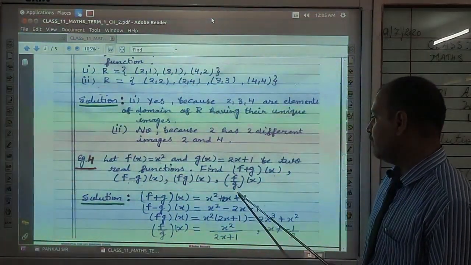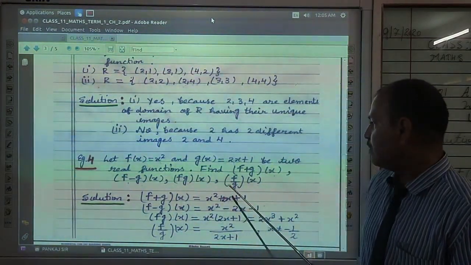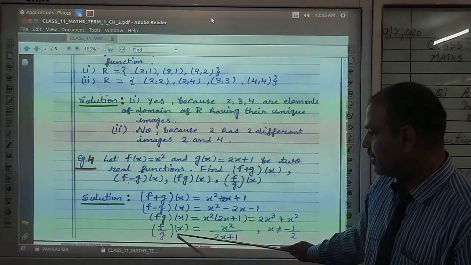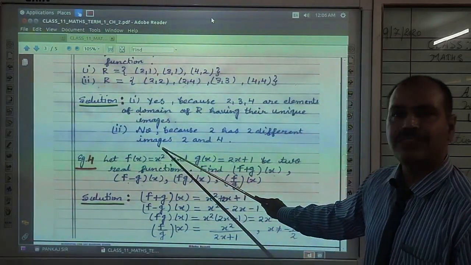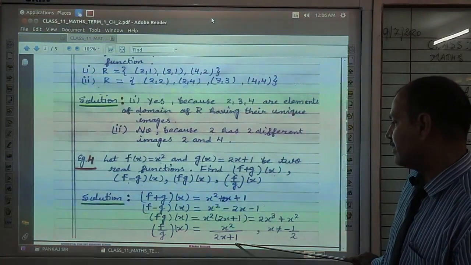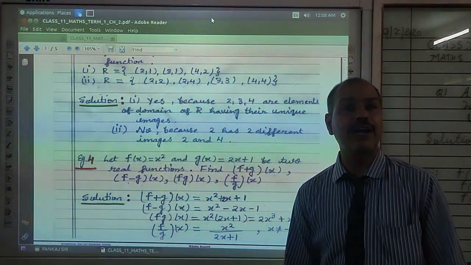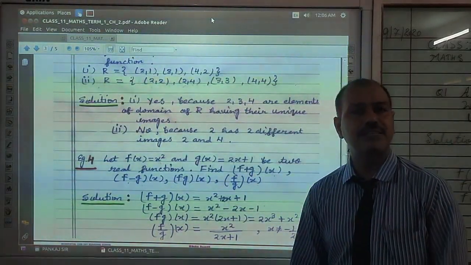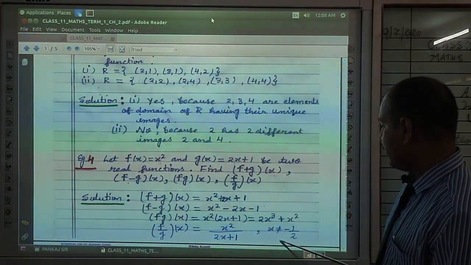Next, f upon g of x means division of two functions. (f/g)(x) is equal to x square, the first function, divided by 2x plus 1, comma, x is not equal to minus 1 upon 2. Why? Because 2x plus 1 is equal to 0, then x is equal to minus 1 by 2.